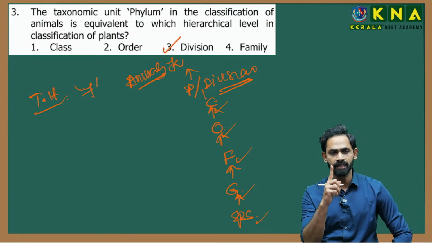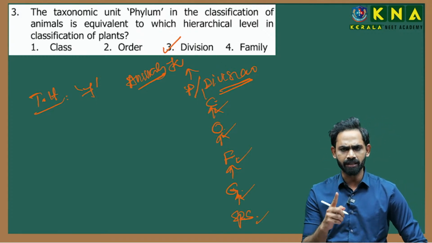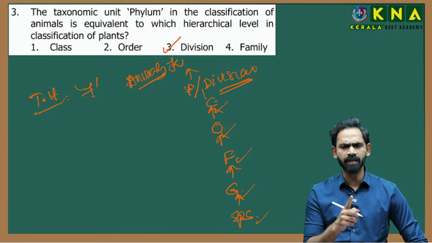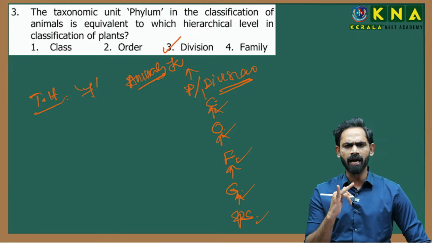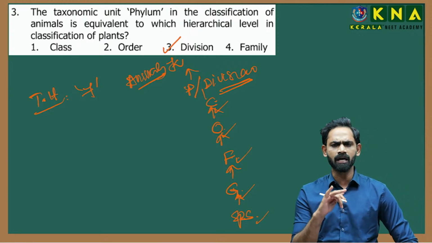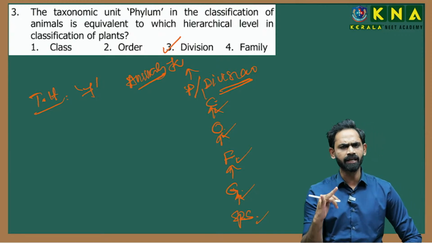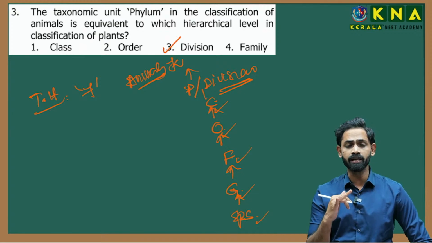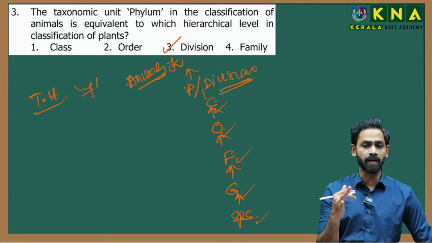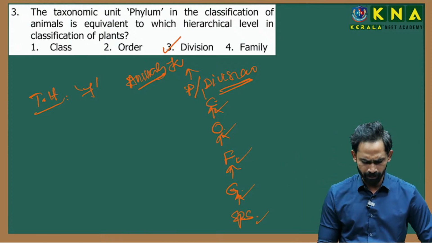This was a question given in the NEET exam one year. Be careful with taxonomic hierarchy. Either they will ask ascending order or descending order, or they will ask taxonomic hierarchy with respect to plants or with respect to animals.